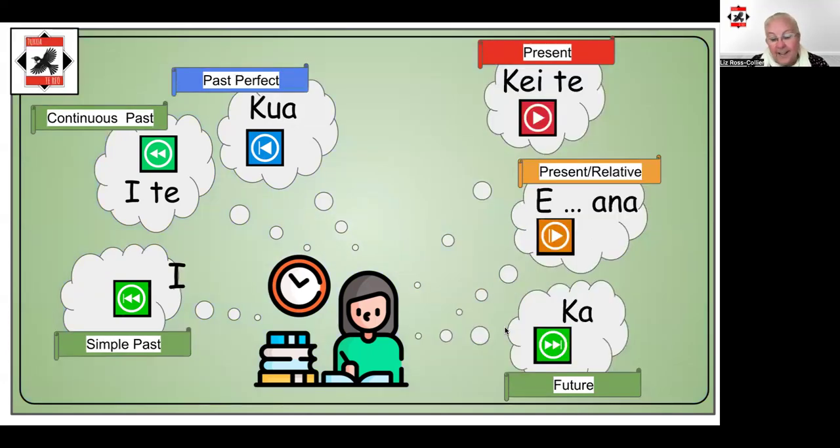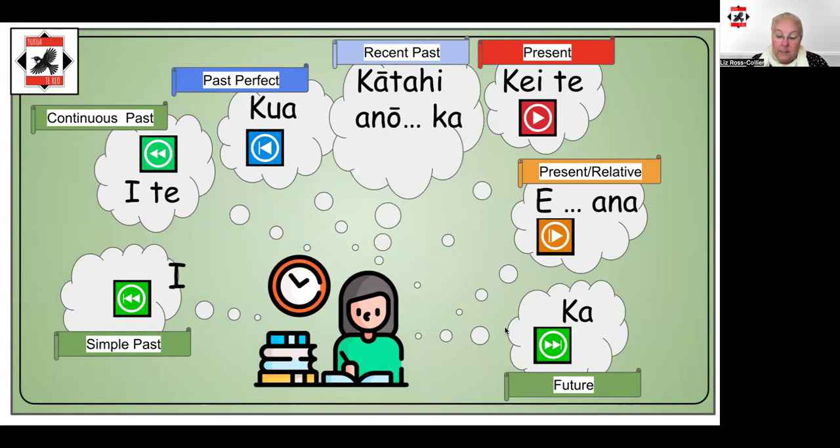In this video, I'd like to introduce you to a new phrase, Kātahi Anō Ka. This also sits within the past tense, but it is used to talk about something that has recently happened. Kātahi Anō Ka can be used in a couple of other ways, which I'll also talk about.